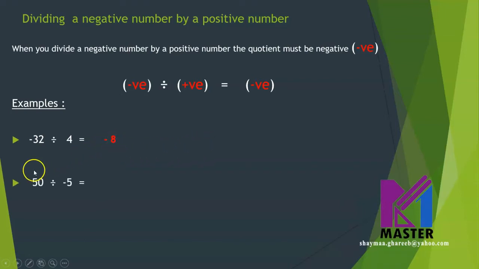Now, 50 divided by -5. The answer will be -10. Next, 68 divided by -1. Positive divided by negative equals, yes, negative. So the answer will be -68.